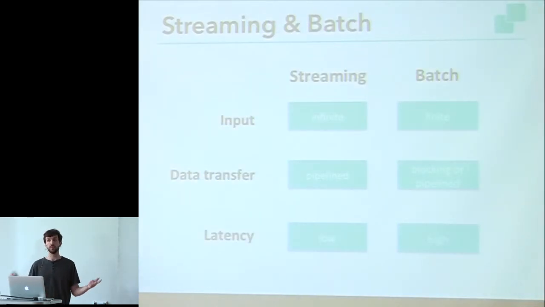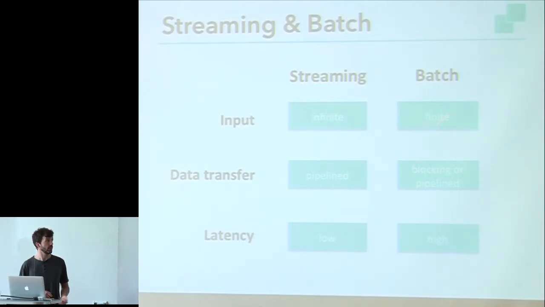What is the difference between streaming and batch? Well, really simplified, if we have these three categories, input, data transfer, and latency, we have, of course, on the streaming side, possibly infinite input, and the data goes through the program in a pipelined way, so there's no materializing of the results between the operators, but the data goes through, and generally, it's nice to have a low latency for streaming. I mean, it doesn't have to be low, but it should be, because you want results fast, and you want to ideally run your streaming applications in real time.